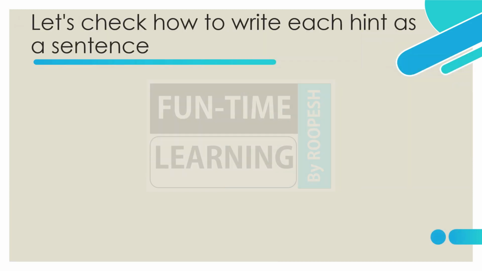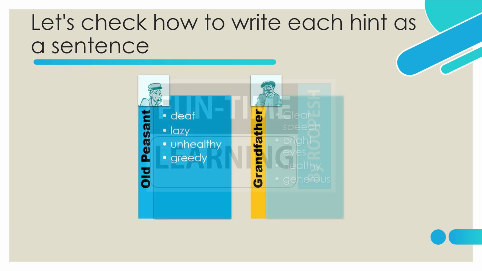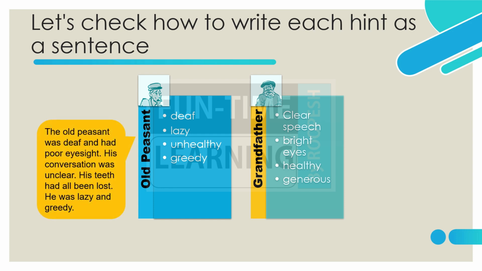Now let's check out how to write each hint as a sentence. So here, let's take the first word. What is it? Deaf. The old peasant was deaf and had poor eyesight. His conversation was unclear. This is the word which I used for expressing the Malayalam meaning. Vyaktamallata. Clear, we know that. Vyaktamaya. Unclear. It simply means Vyaktamallata.